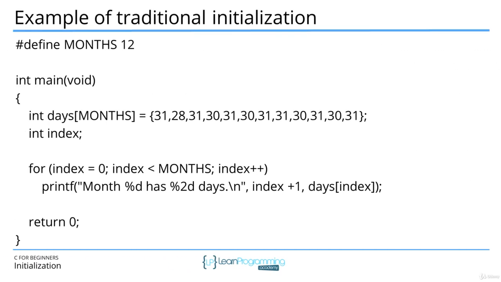So here's an example of traditional initialization, where you just declare the name of your array and you supply many different numbers. In this example, we're declaring an array and it's going to store all of the days in every single month.